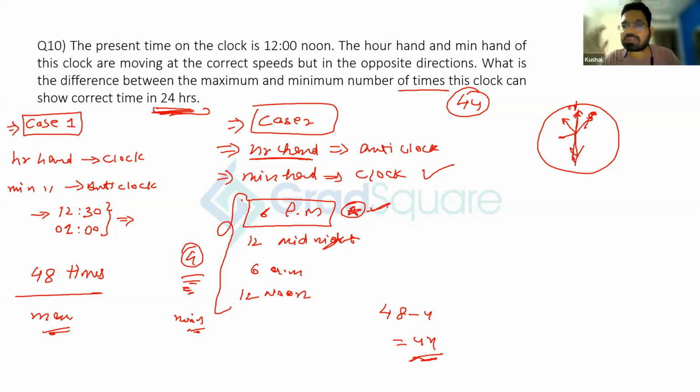Our hand is always incorrect except at 6 o'clock and except at 12 o'clock. That's all. So 6 p.m., 12 midnight, 6 a.m. and 12 noon. These are the 4 times when it will come back to the correct position, and hence the clock will reflect the correct time. So the difference between the two of them will be 44. I hope all of us are clear.